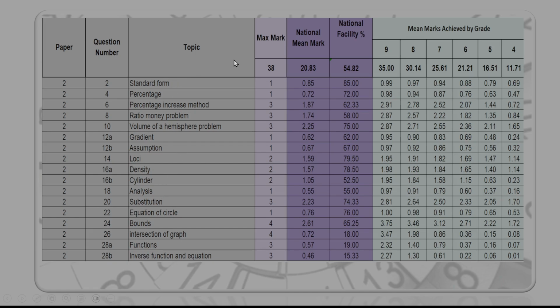But what's really quite useful, this is a paper out of 38. The national mean mark for this paper was or would have been 20.8, so sort of 21. And then we've got marks achieved by the grade. So in 2018, when all the students sat it, the students that got 9 would have got 35 on this paper, typically, and so on. So you can find that useful just to kind of track your own progress and what grade you would have got on the paper. Right, let's begin.